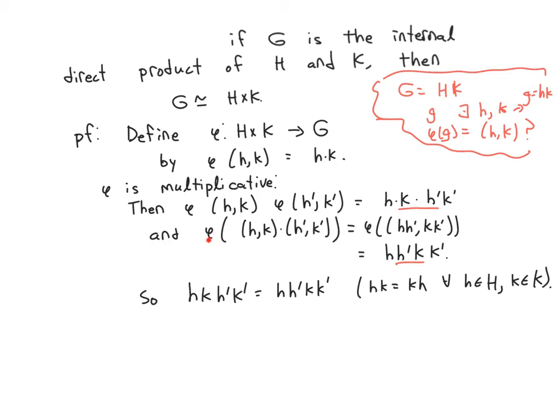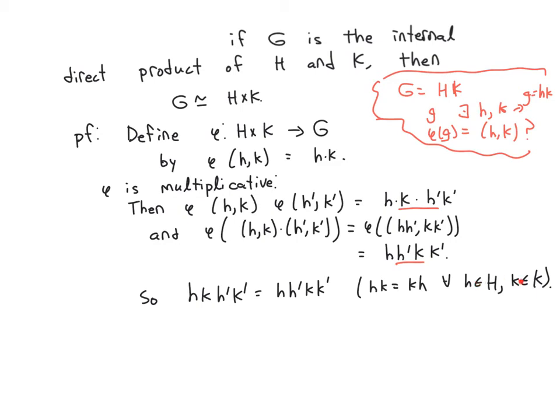Let's see what happens when I apply phi to this product of ordered pairs. Oh, what is the product of ordered pairs? It's component-wise multiplication. It's an ordered pair whose first coordinate is the product of first coordinates, h times h prime. Second coordinate is the product of second coordinates, k times k prime. Phi just sends this ordered pair to its product. How do these two elements differ? In the middle. k times h prime versus h prime times k.